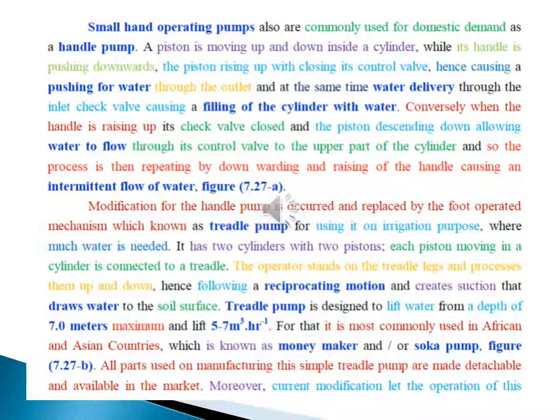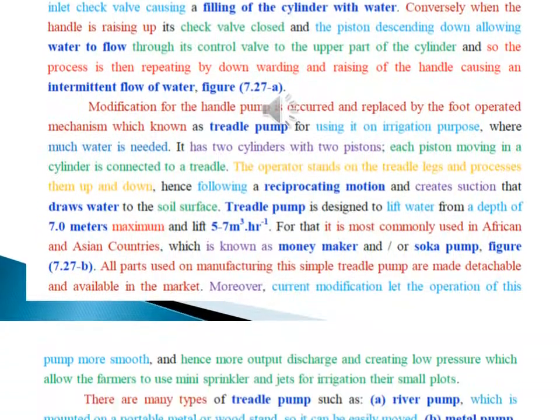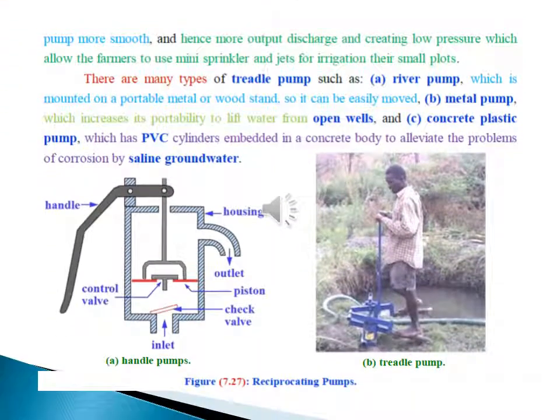Treadle pump is a simple pump designed to lift water from a depth of 7 meters maximum and lift 5 up to 7 cubic meters per hour. For that, it is most commonly used in African and Asian countries to lift water from simple open water wells. Figure showing the two types of reciprocating pumps, such as handle pump and treadle pump, and also the different types of it.